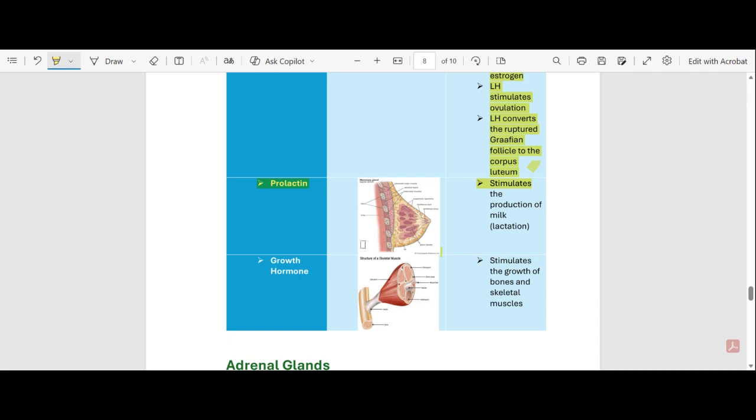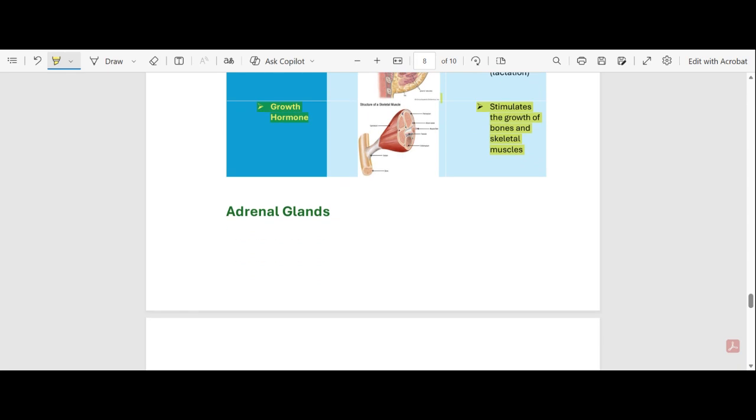Okay. Let's go to our final hormone secreted by our pituitary gland. We have growth hormone. What's the target organ of growth hormone? It's the muscle cells and the bones. What's the function of the growth hormone? It stimulates the growth of bones and skeletal muscle.